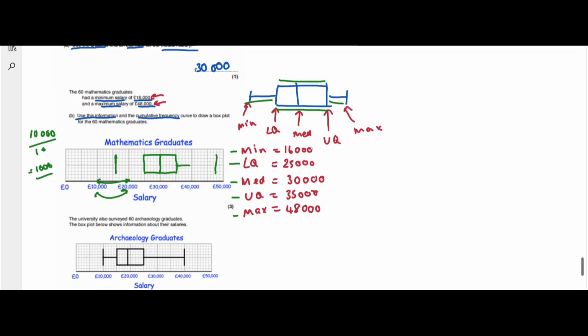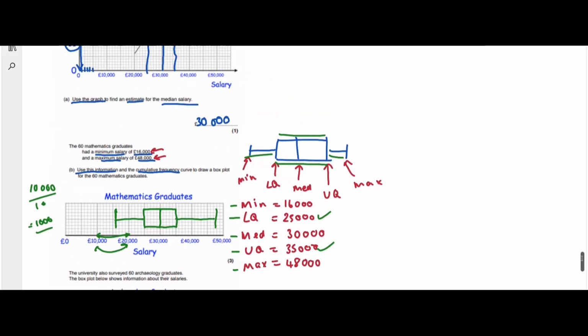They're your whiskers. So you just join the box to the minimum and maximum, and there we have it. That's my box plot for 3 marks. You'd get a mark for working out these values here, 1 mark, and then you get 2 marks for the box plot. Normally if you've plotted at least 2 correctly, you get a mark, and then you get the second mark for having them all correct. So that's my box plot.